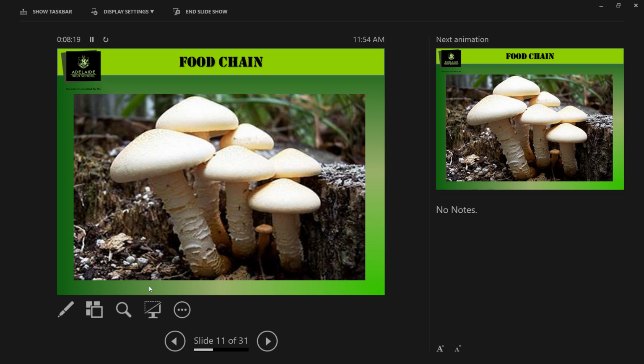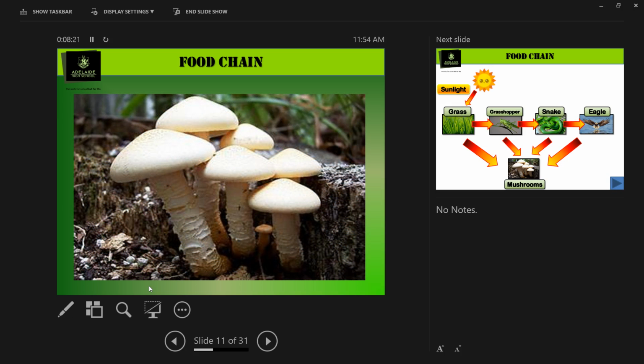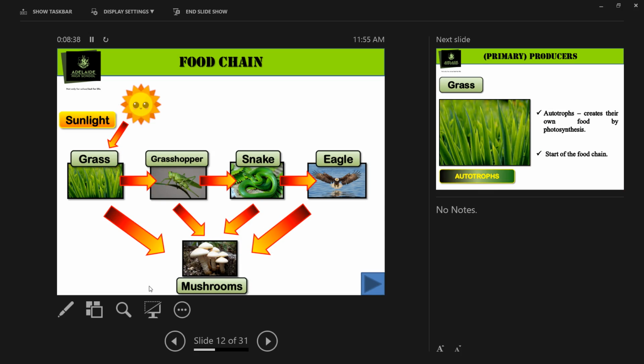And later on, when all organisms die out, and after a while, you have the fungi or the mushrooms here. And these have a unique role, a niche, we will call them. And what do they do? They break down bigger organisms into smaller organisms. This is a simple food chain. A simple food chain indeed.